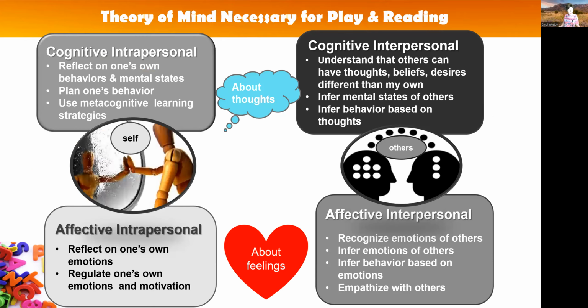So there are multiple types of theory of mind. The intrapersonal, the child's awareness of their own thoughts and mental states, and their awareness of their own emotions and regulating their emotions. And then there are the interpersonal aspects of theory of mind, recognizing other person's thoughts, making inferences about their thoughts and behaviors, and recognizing and making inferences about the emotions of others.